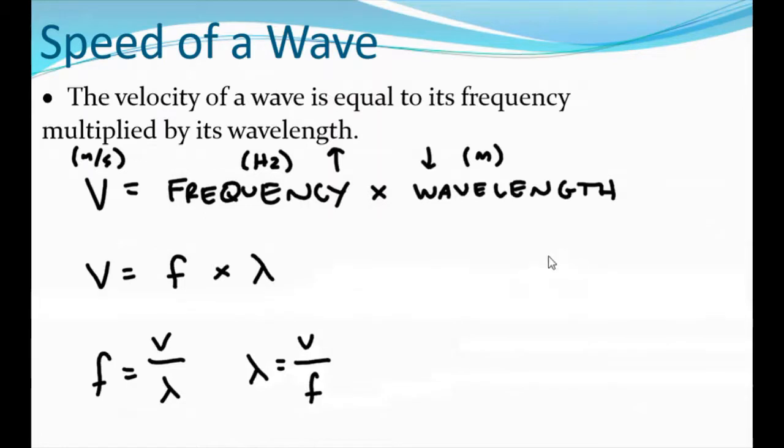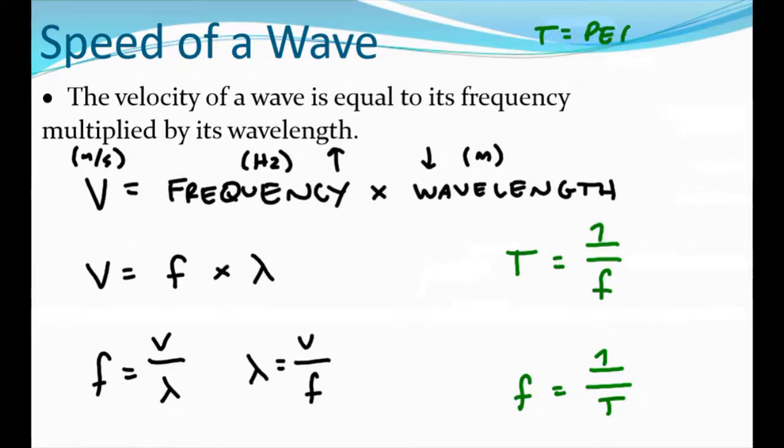And I'm going to add in here our other two equations that we have from this unit already. Period is 1 over frequency. We're going to need that. And frequency is 1 over period. Right? And I'll just write this up here. T is period, and F is frequency.